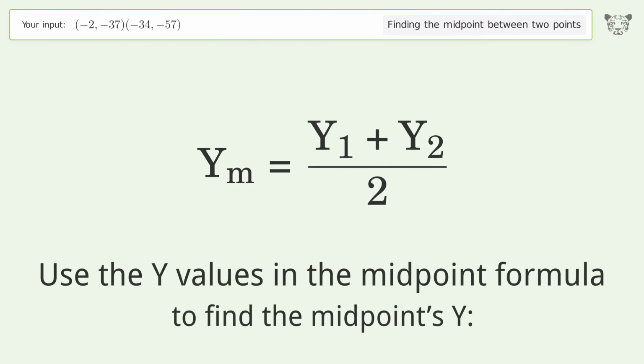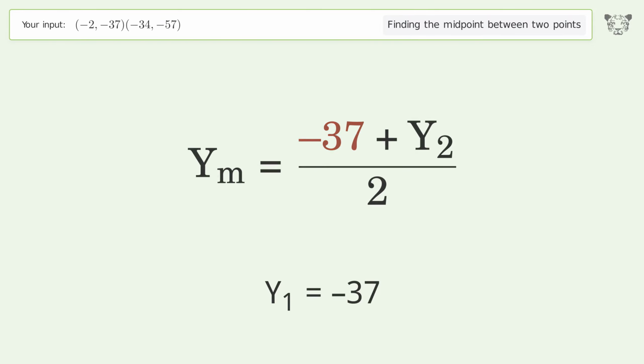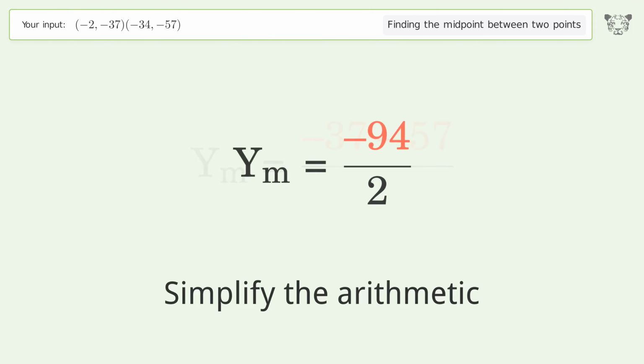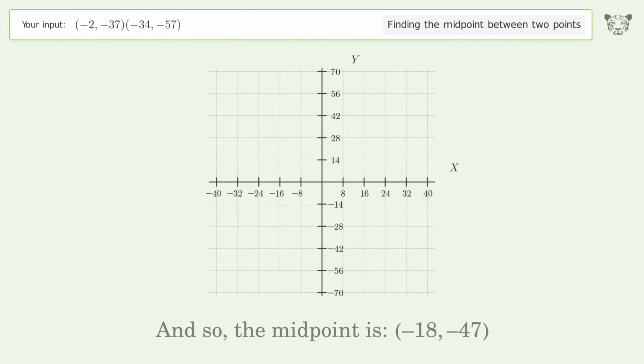Use the y values in the midpoint formula to find the midpoint's y. y1 equals -37. y2 equals -57. Simplify the arithmetic. And so, the midpoint is -18, -47.